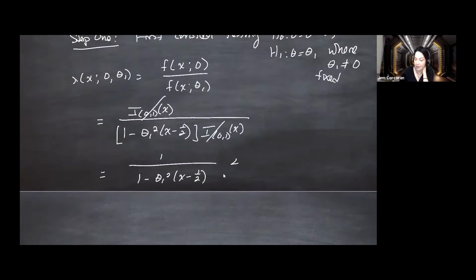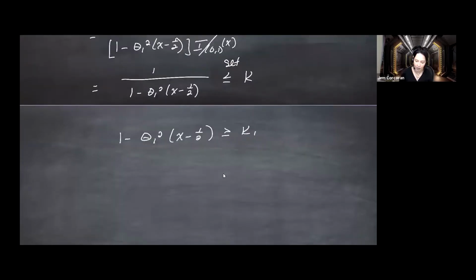This is less than or equal to some k. We're going to set it less than or equal to some k. And then as usual, we want to isolate the x stuff. So if I flip both sides over, I get 1 minus theta 1 squared, x minus 1/2 greater than or equal to some k1, and k1 happens to be 1 over k because I flip both sides. And again, moving on down to the x, this is greater than or equal to some k2, dividing by this.